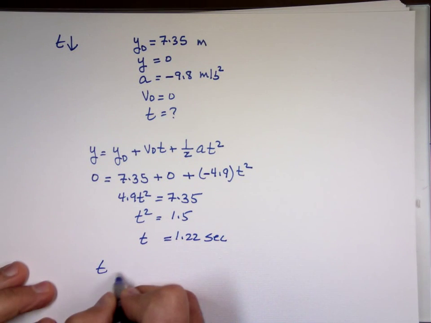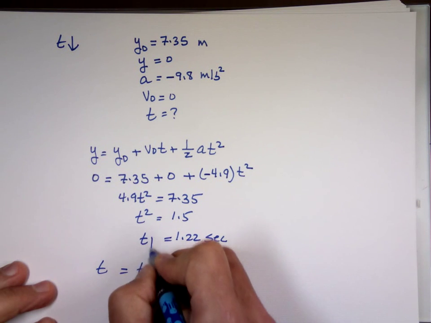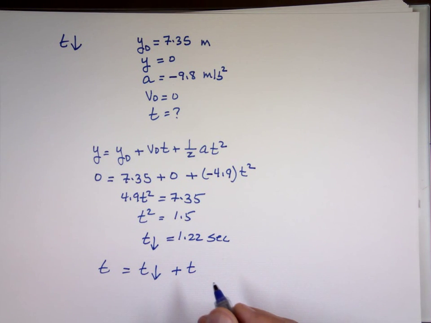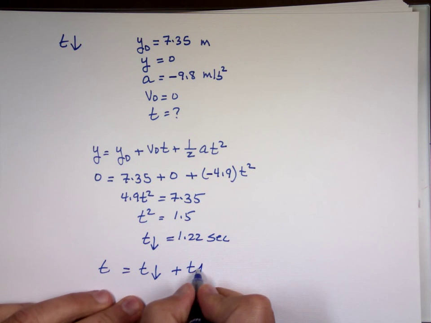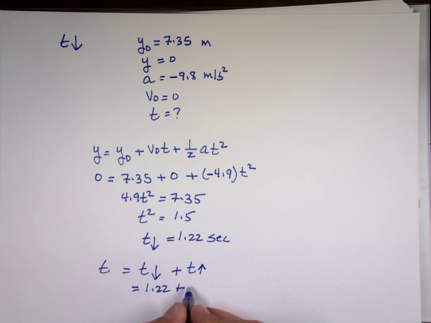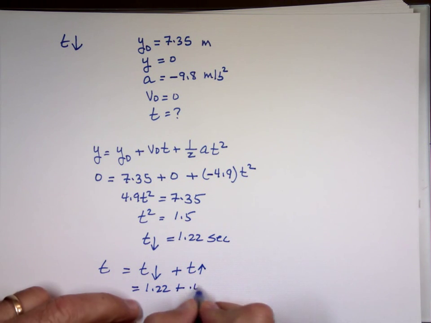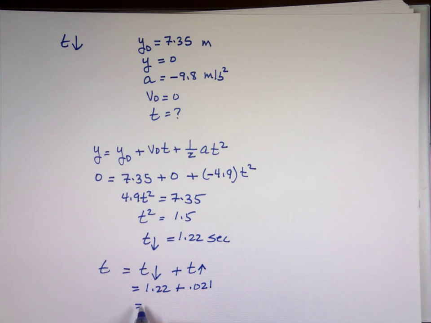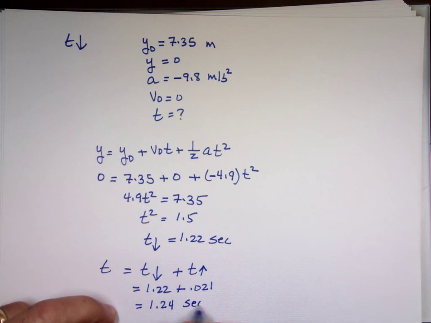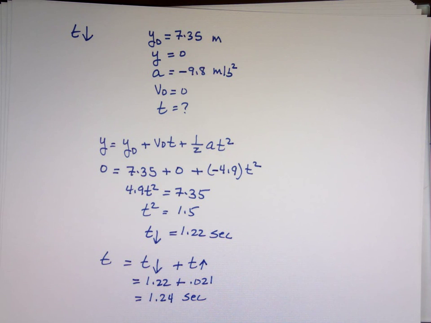So the time to hear the sound is going to be the time to travel down, added to the time for that sound wave to travel back up to me. That's 1.22 plus the answer from the previous one, which is 0.021, and that's going to equal 1.24 seconds. So it's going to take 1.24 seconds for us to hear that sound.